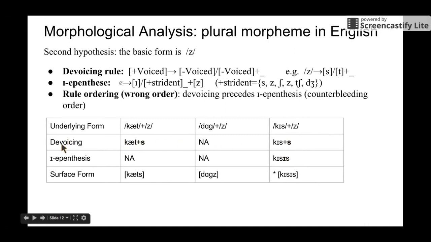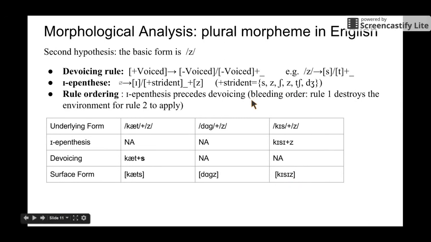So if we have the devoicing rule first, the devoicing rule would apply here because this is the right environment for the devoicing rule to apply. We have a voiceless sound and we have Z, the target. Then we have the devoicing process. Z becomes S. Then the vowel insertion will apply as well. Then we got kisses, and then we have the wrong output.